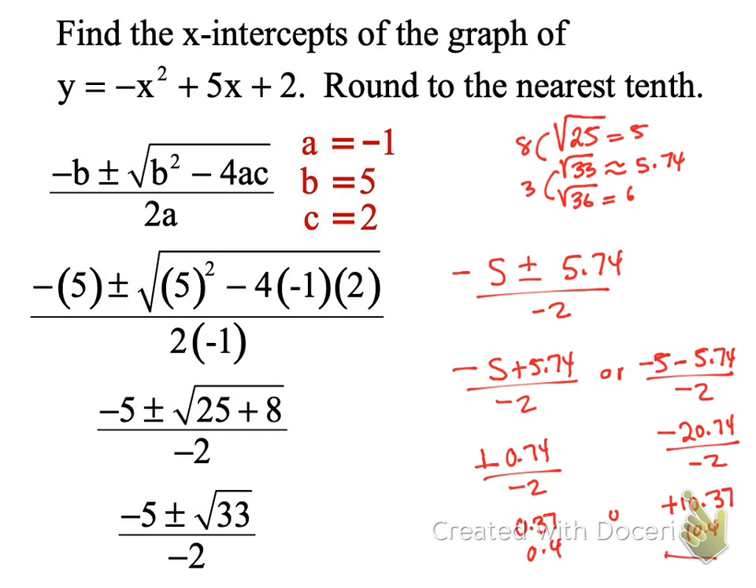Why did you get -5 and 20? -5 minus 5.74 equals -10. Oh, you're right. It's -10.74. Let's see how close we are. So this would be 5.37. Is that right? Yeah, no. It should be positive 5.4 and positive, sorry, then it's -0.4.